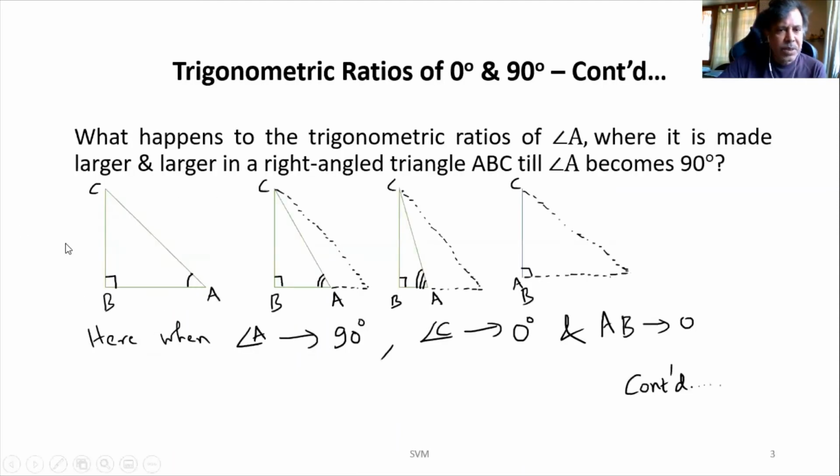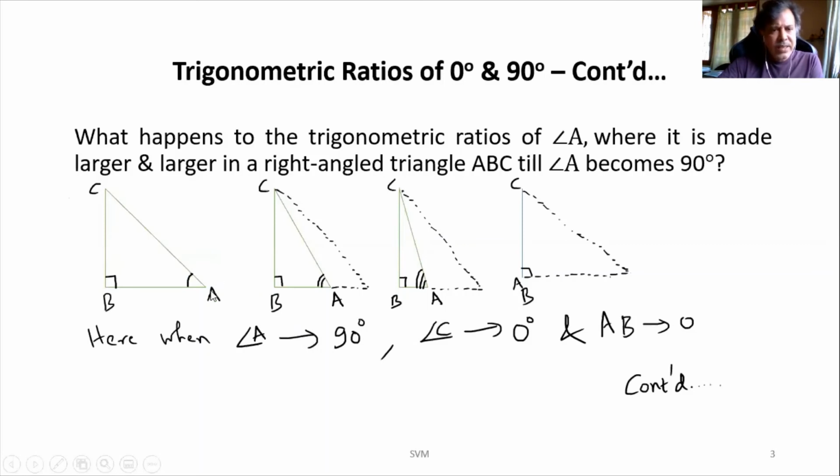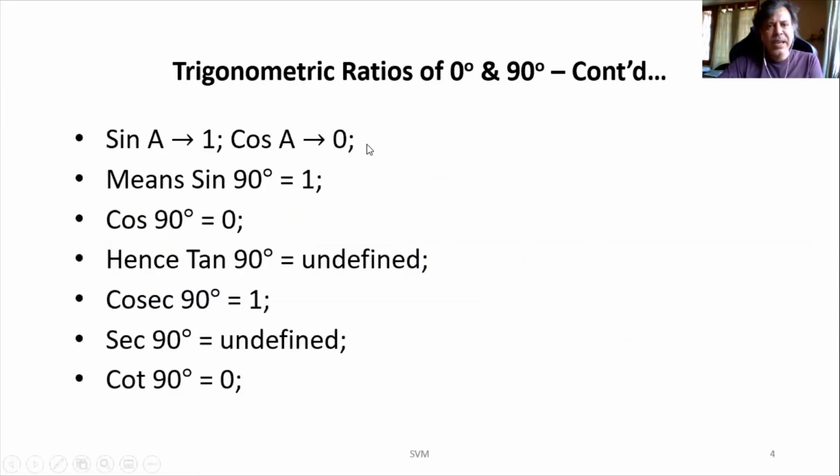Sin A will be opposite by hypotenuse. Opposite is BC, hypotenuse is AC. That becomes 1, because opposite BC and hypotenuse become the same, so both numerator and denominator will be the same. Now cos A is adjacent by hypotenuse. Adjacent is AB, hypotenuse is AC. AB is tending to 0, so the numerator is 0, and it will become 0. That's why cos A tends to 0.